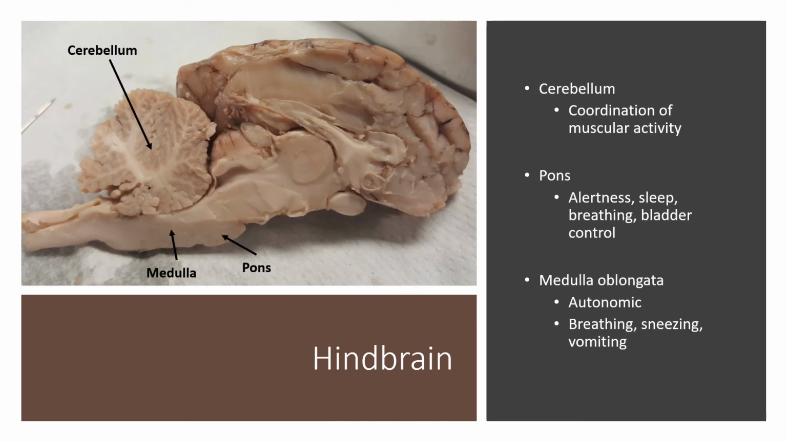And then, of course, your hindbrain includes your cerebellum, which is involved in the coordination of muscular activity. It contains the pons, which functions in alertness and sleep and breathing and bladder control. The medulla oblongata is under autonomic functions. So it's breathing and sneezing and vomiting and anything that you're going to do involuntarily without thinking about it. If you're thinking about breathing, you're using your pons.